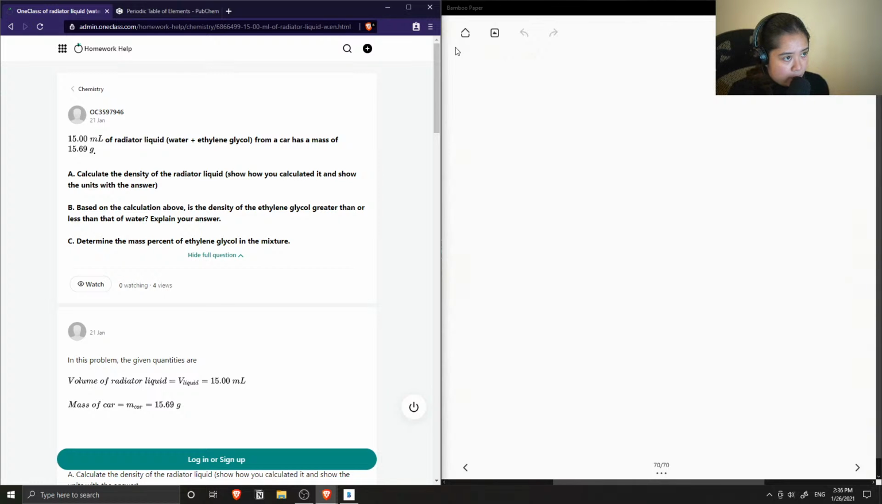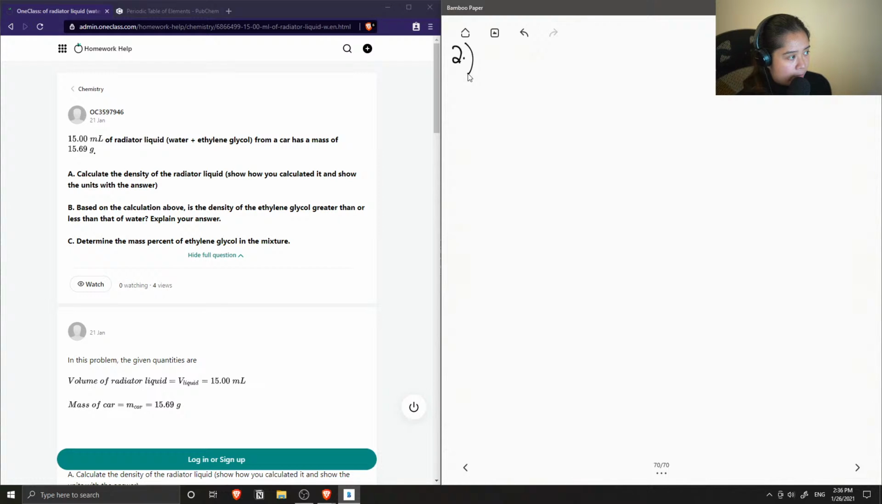Okay, question number 2. 15 milliliters of radiator liquid, which is a mixture of water and ethylene glycol, from a car has a mass of 15.69 grams. Part A, calculate the density of the radiator liquid, show how you calculated it, and also show the units with the answer. Part B, based on the calculation above, is the density of ethylene glycol greater than or less than that of water? Explain your answer. And finally, for C, determine the mass percent of ethylene glycol in the mixture.